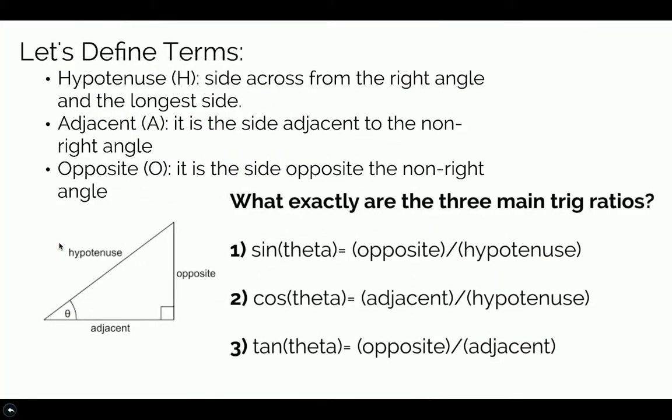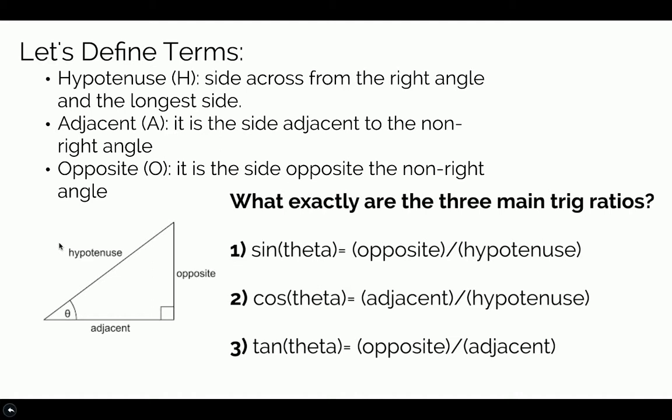So let's define terms. Hypotenuse is the side across from the right angle and it's the longest side. Adjacent is the side adjacent to the non-right angle, essentially the angle that we're looking for. And opposite is the side opposite the non-right angle.